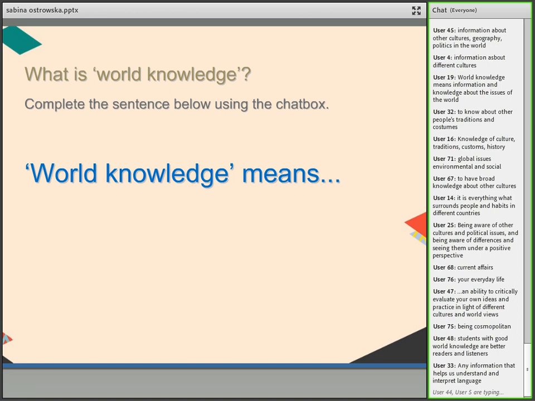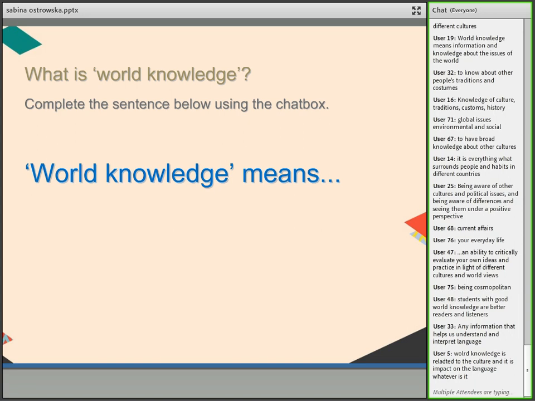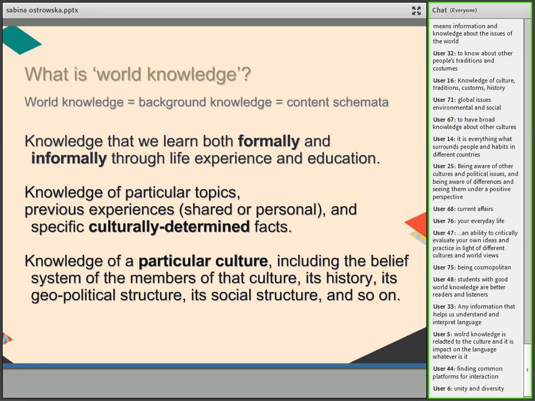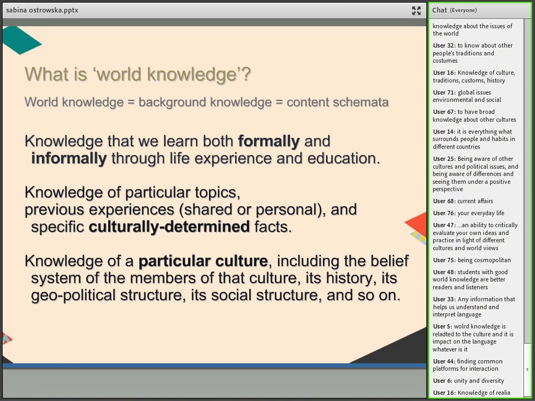It's a very good point here, which we will not go into great detail here, but the relation between culture and language, that in order to understand a language, you actually have to know a lot about their culture. Students with world knowledge are better readers than listeners. Okay, well, you all have great points, exactly what I imagined. As you can see, I've written down some main ideas that came to my head when I was trying to define the world knowledge for myself.